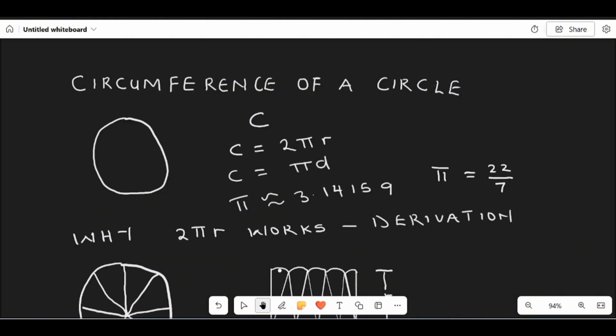Practice questions. So the circumference of a circle is the distance around it, and we have seen why the formula C equal to 2 pi r works. In the next video, I will move on into another exciting circle topic.